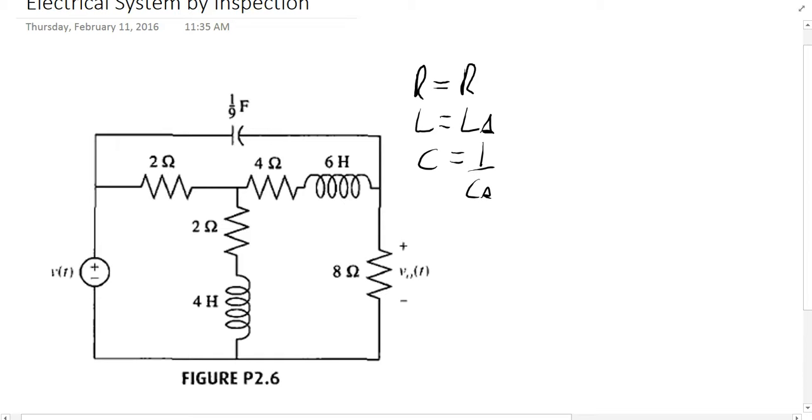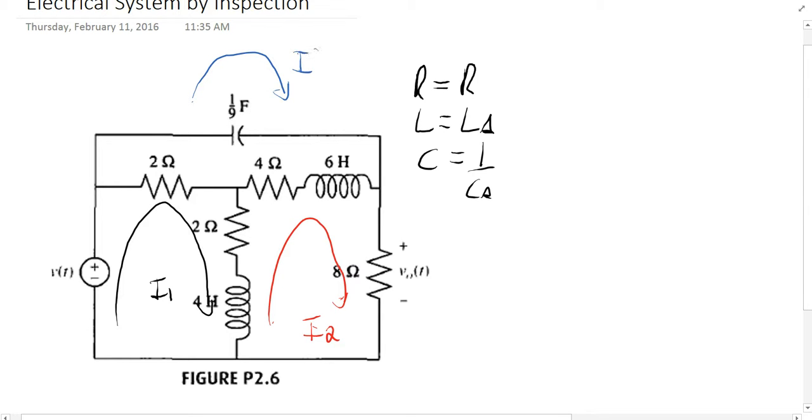So I'm gonna start solving this circuit by writing my three loops. So this is gonna be I1, then I'm gonna have I2 right here, and then I'm gonna write I3 right above, in order to avoid any confusion, even though I3 is really going around here.